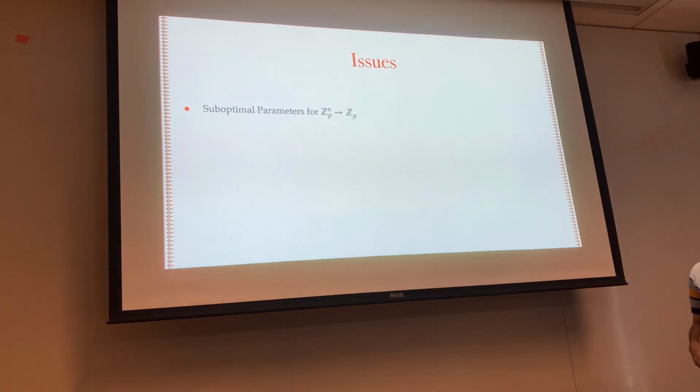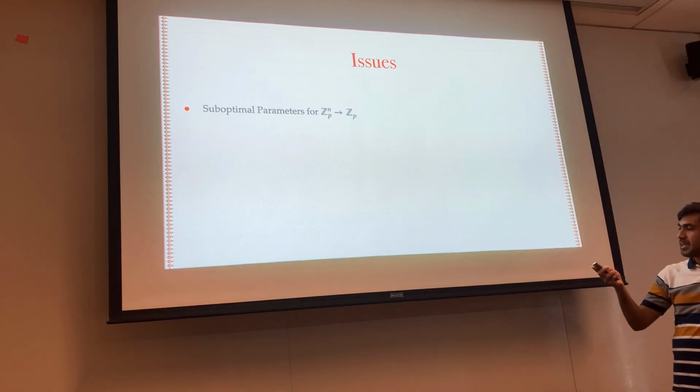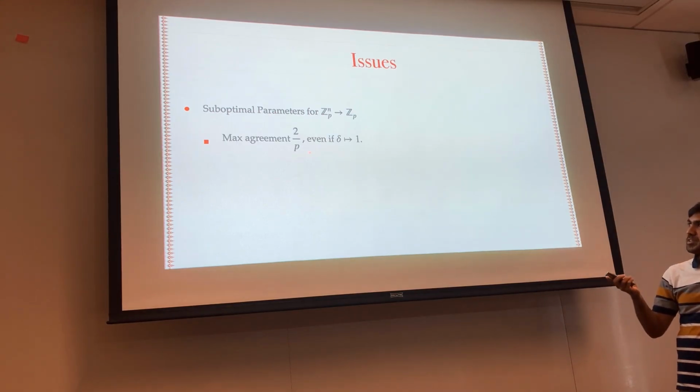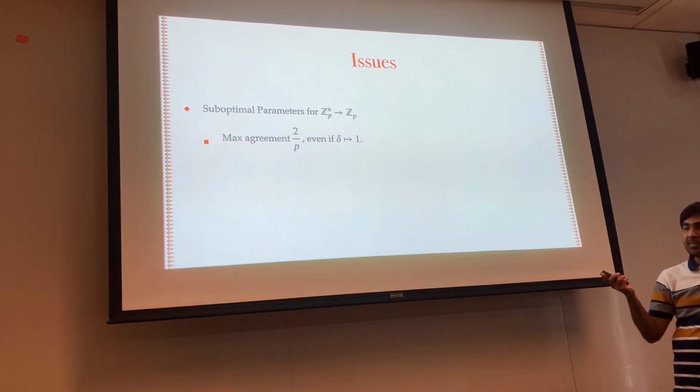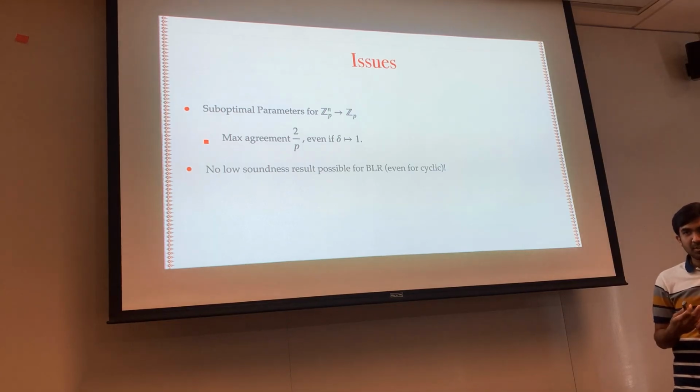Okay, so one issue is that we have it for very few groups. The other thing, like I mentioned, is that this agreement is not quite what we want. So when p is large, you don't get much, even if your test passing probability was close to 1. And the key issue is that BLR as a test actually does not work. It's not the fact that people haven't analyzed it for other groups. The test is too weak to work in the low soundness regime, although it works in the high soundness regime.